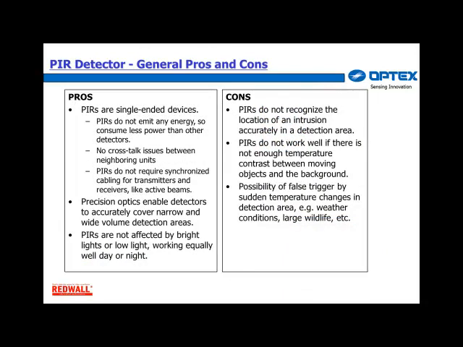And now some pros and cons for PIR devices. On the pro side, PIRs are single-ended devices. They do not emit any energy, so consume less power than other detectors. There's no problem with crosstalk between neighboring units. And PIRs do not require synchronized cabling for transmitters and receivers, like active beams.